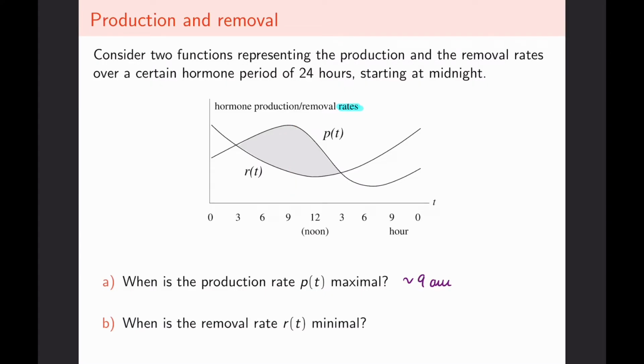For the second question, when is the removal rate minimal? If we take a look, that's the lowest point on the removal rate graph, and that looks like it's approximately around noon. So if the question asks about the rate and the graph is that of a rate, reading off the graph is very straightforward.